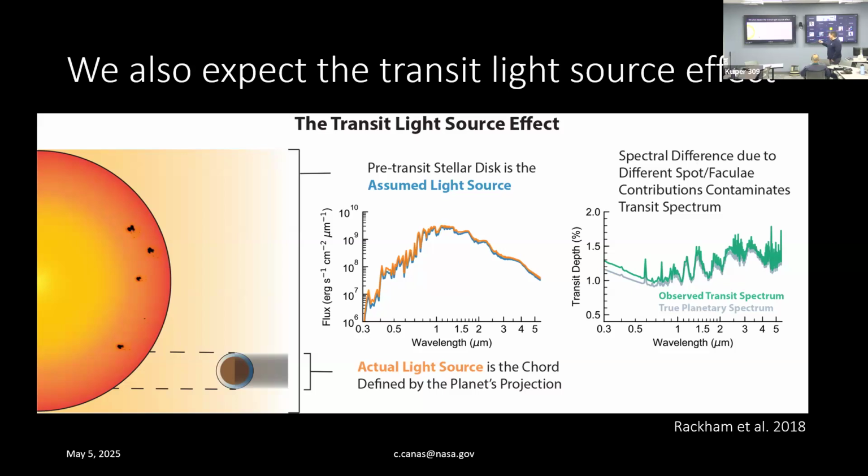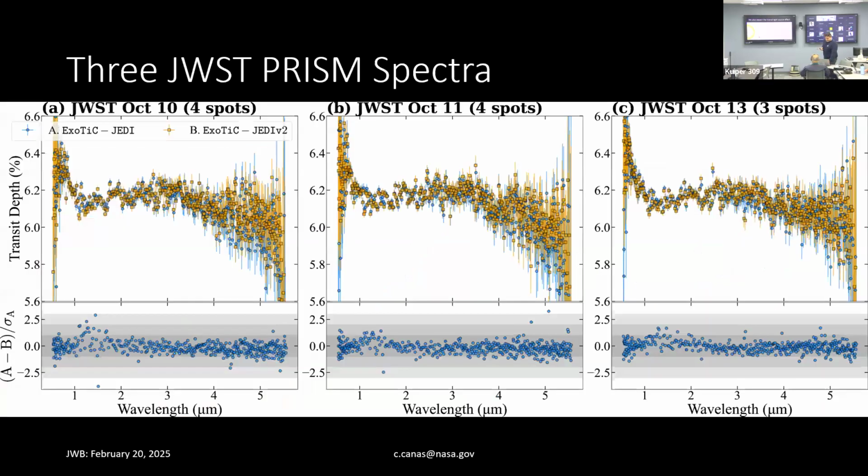And this is a schematic of that effect from Rackham et al. 2018, where if you have unocculted spots, then you should have basically a ramp on the blue end. So if they are genuine spots, the transit will be deeper. And so you'll see this blue ramp as you go towards the blue end, and your transit depth will basically go up. And when we look at TOI-5205 in terms of the individual transits, we actually do see that. So we do see a significant TLS effect in addition to spot crossing events.